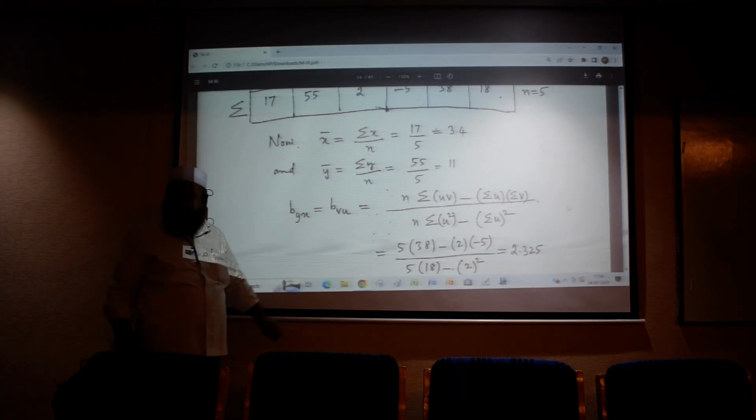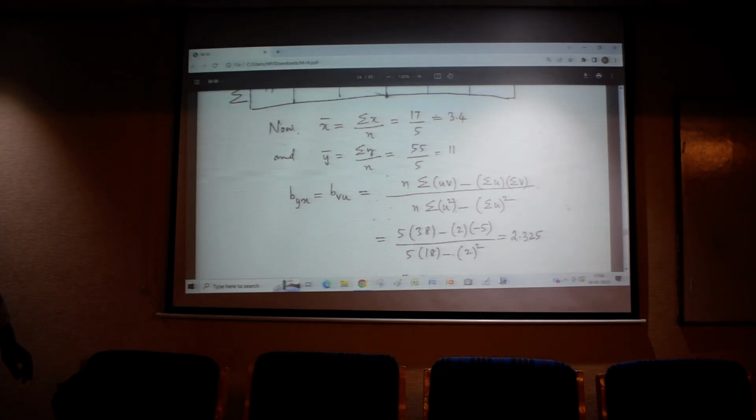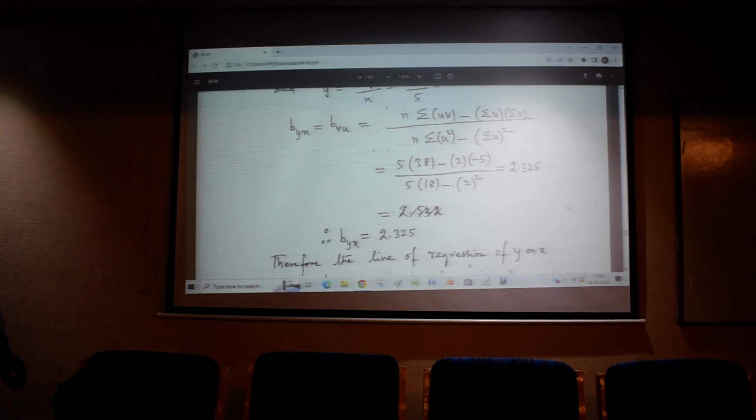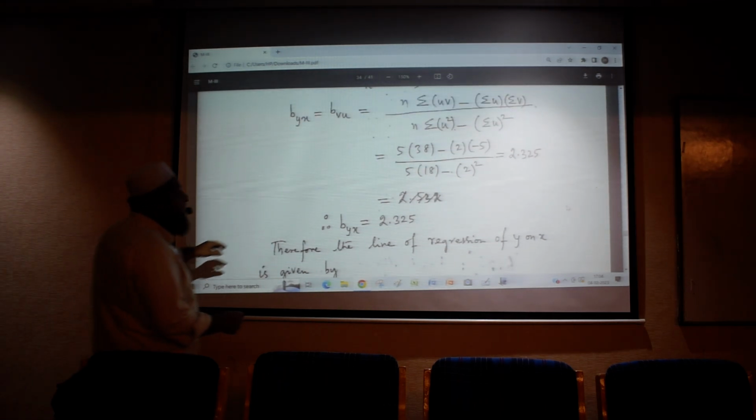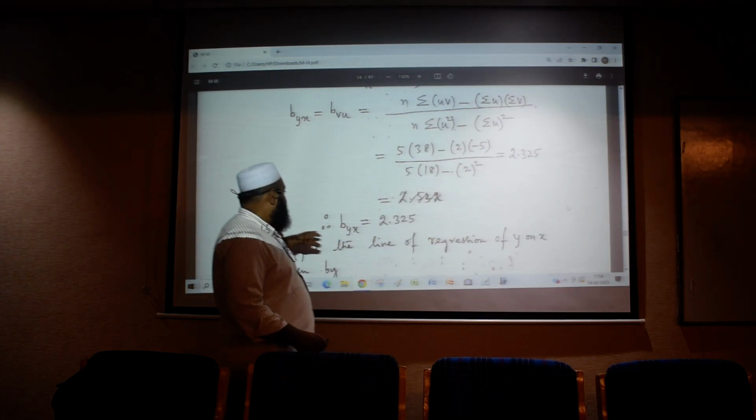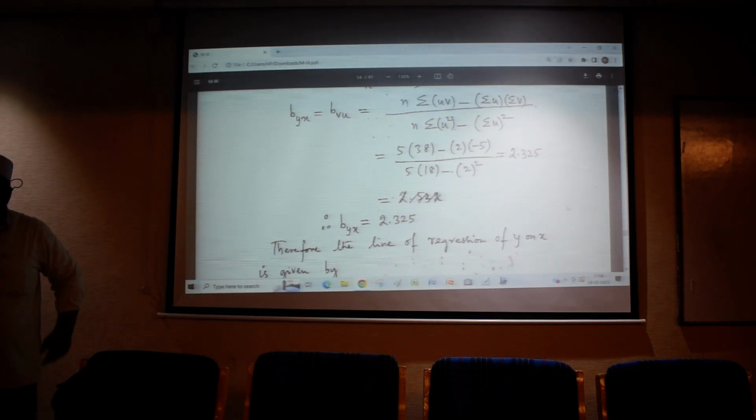So it is just a substitution of the values. Be careful, don't divide with some number. Just take substitution and subtraction only. So how much is the value of that byx? Byx is 2.325.